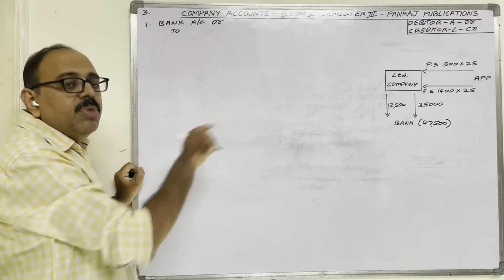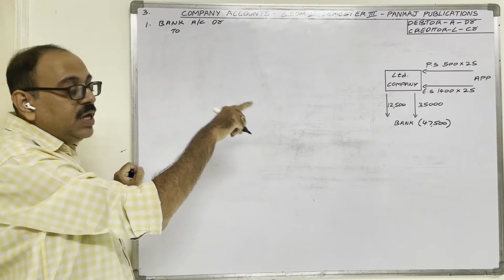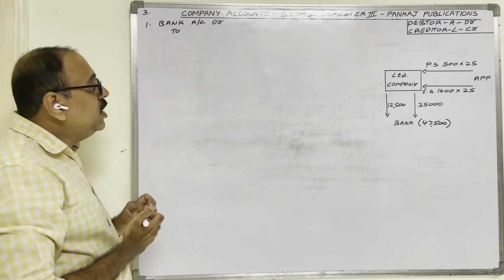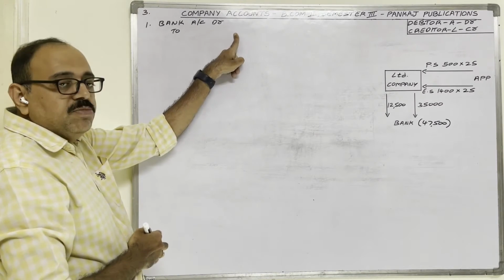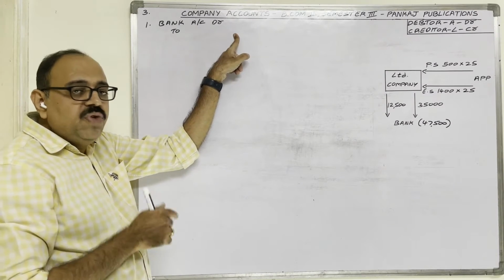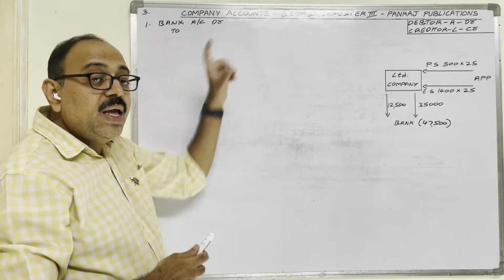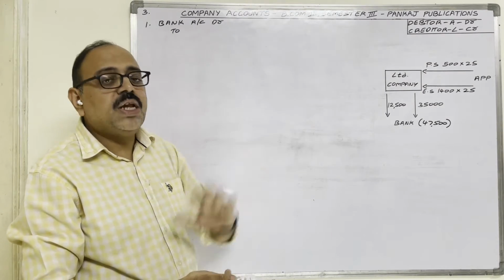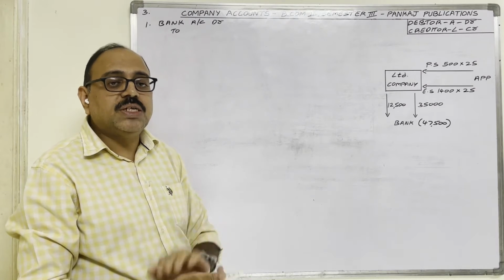Preference share application money is coming. Equity share application money is coming. So actually speaking, here we should credit applicants' names. But applicants are so many, their names individually we cannot write. So instead of writing applicants' names, we are writing preference share application account, equity share application account.